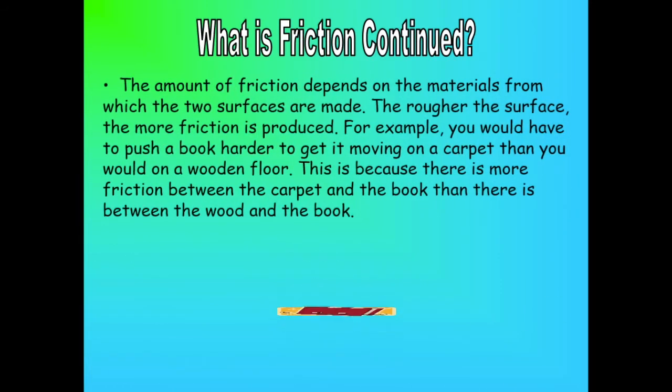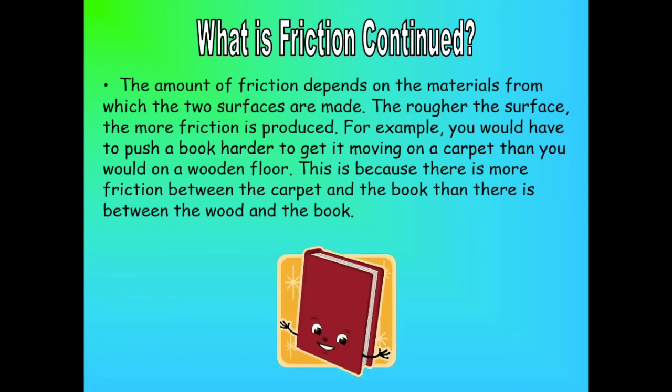Another important thing to note about friction is that the amount of friction is going to depend on the materials from which those two surfaces are made. So for instance, a rougher surface is going to have more friction. For example, you would have to push a book harder to get it moving on a carpet than you would on a wooden floor. This is because there's more friction between the carpet and the book than there is between the wood and the book.